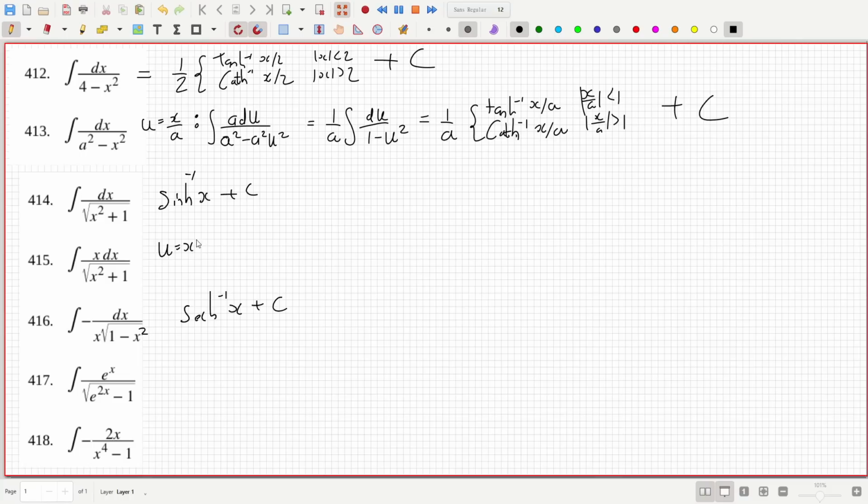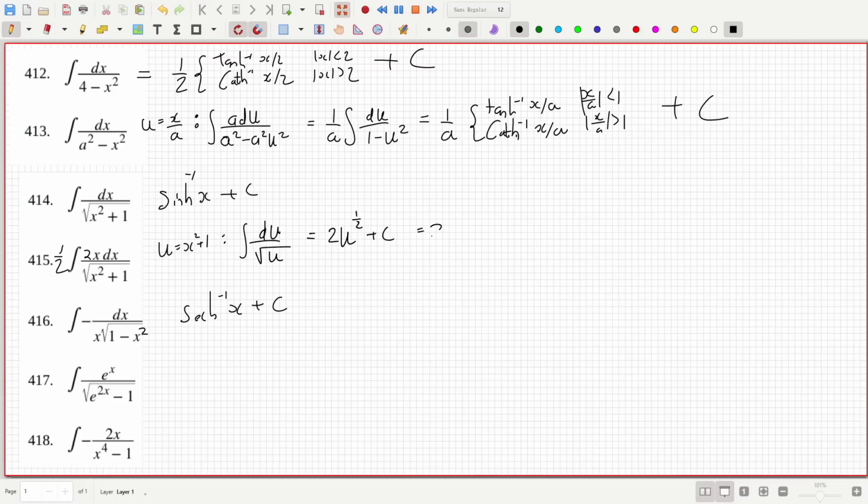u equals x squared plus 1. So then this becomes x. And then you have here du dx equals 2x. So if I put a half here and 2 here, I get du dx equals 2x. So that top becomes du now. Du over root u, which I don't quite think is what they meant, I feel. Increase the power by 1, divide by the new power.